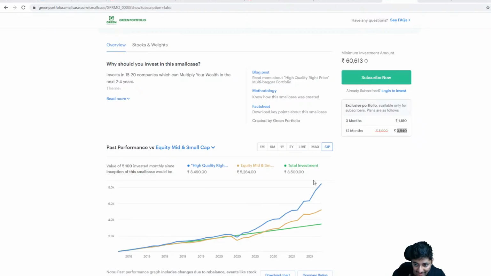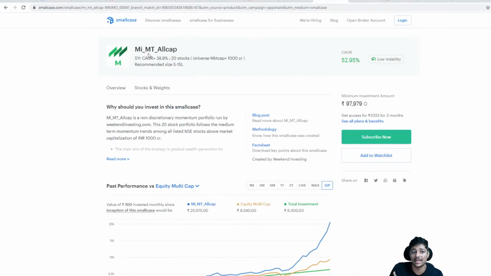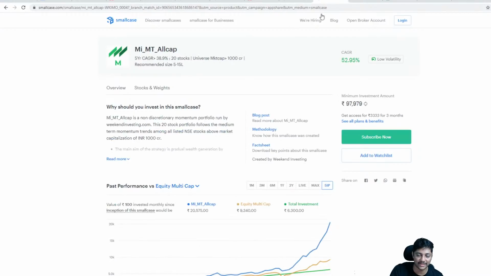So if you ask me, for people who have money and are going to invest more than 5 lakhs in a year, I would lean towards MIMT all cap. Second would be CapitalMind. I have invested in CapitalMind. I'm getting 4-5% less returns than MIMT all cap. But for me to save up 97,000 and then invest in one shot, it's a little difficult. But I will do that.